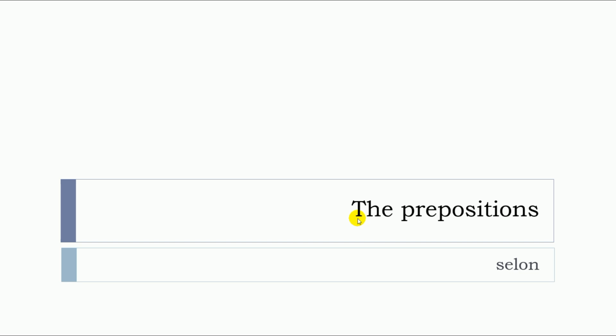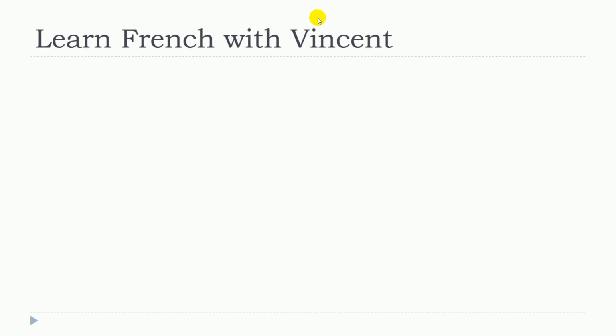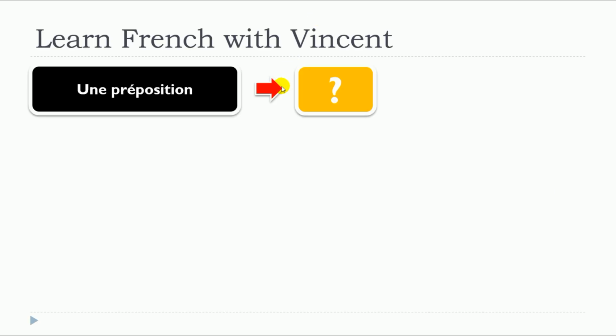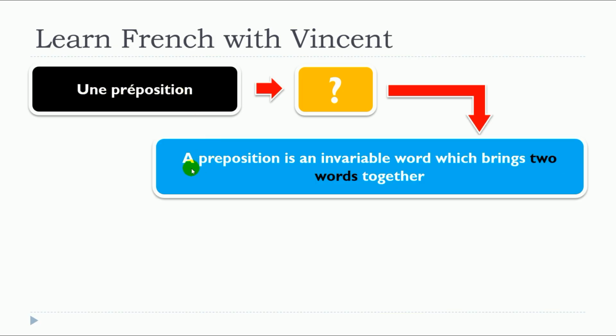In this lesson, we will see together the prepositions, but more precisely, we will see selon. So, of course, the first thing that we need to see together is what is une preposition? Well, a preposition is an invariable word which brings two words together.